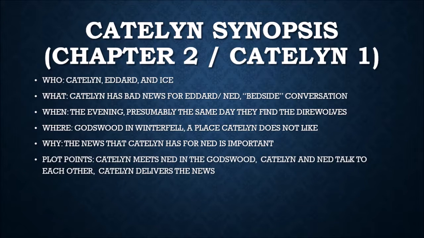We have the plot points. Catelyn meets Ned in the Godswood, and then Catelyn and Ned talk to each other, which is what they do, they talk. And then Catelyn delivers the news, and the news is that King Robert Baratheon is coming, preceded by the news that Jon's father figure, good friend, Jon Arryn, is dead.